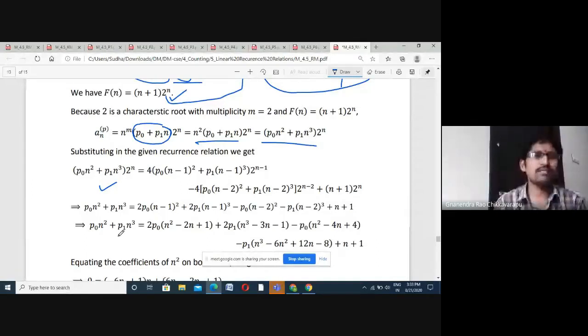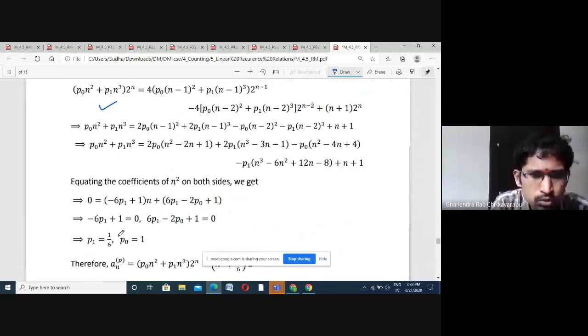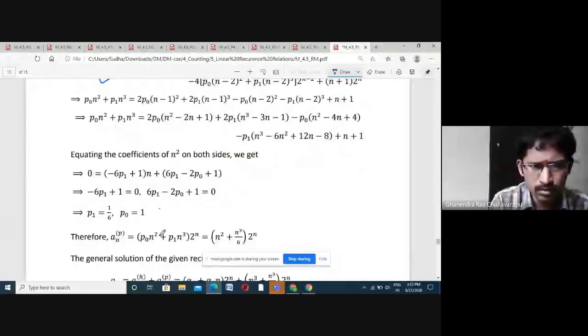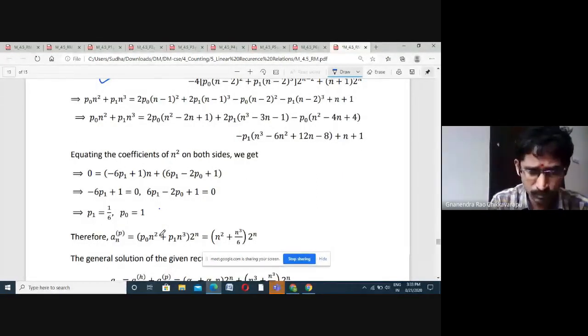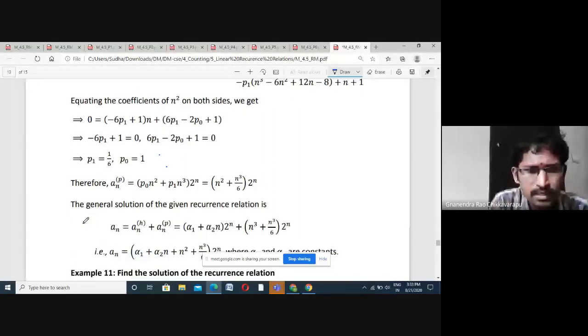Equating their coefficients, you will get the unknowns, P1 as 1 by 6 and P0 as 1, that is left as homework for you. Finally, you will get what? A_n^P, right? So that means a_n is equal to a_n^h plus a_n^p. You replace them here. Finally, this is the general solution.